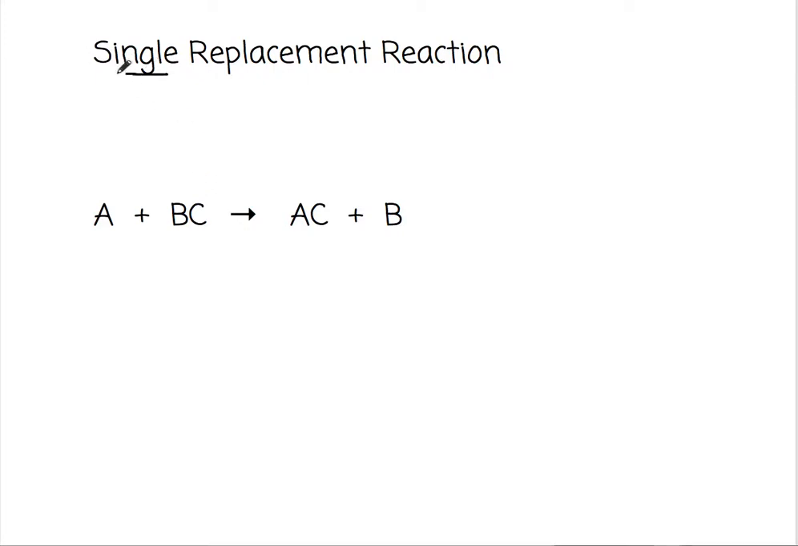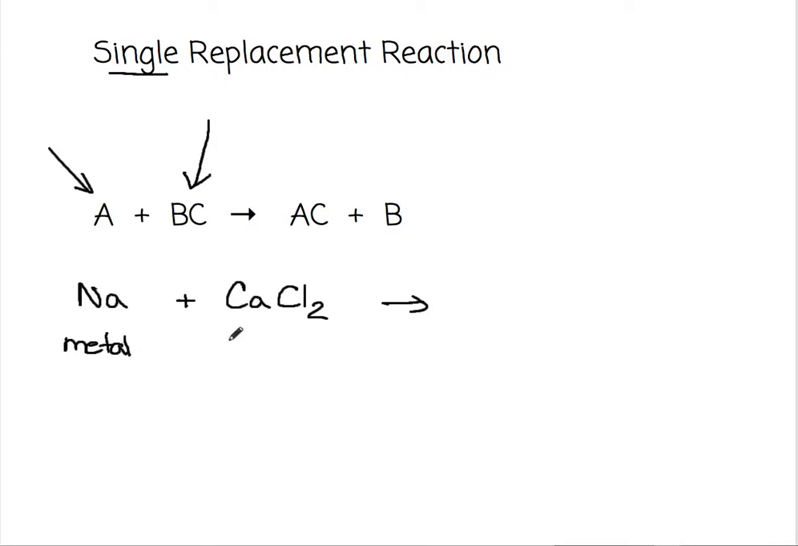In a single replacement reaction, you have a single element and a compound. Okay, so let's say you have sodium and calcium chloride. That sodium is a metal. Calcium chloride is an ionic compound. It is made out of a metal and a nonmetal. Okay? Metal being calcium, chlorine being the nonmetal.